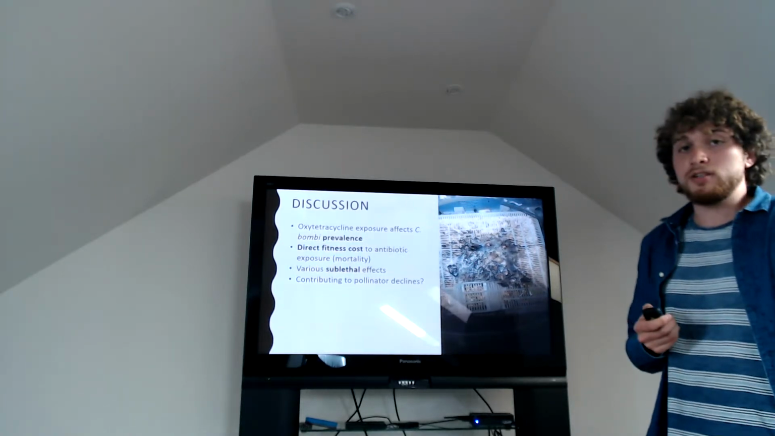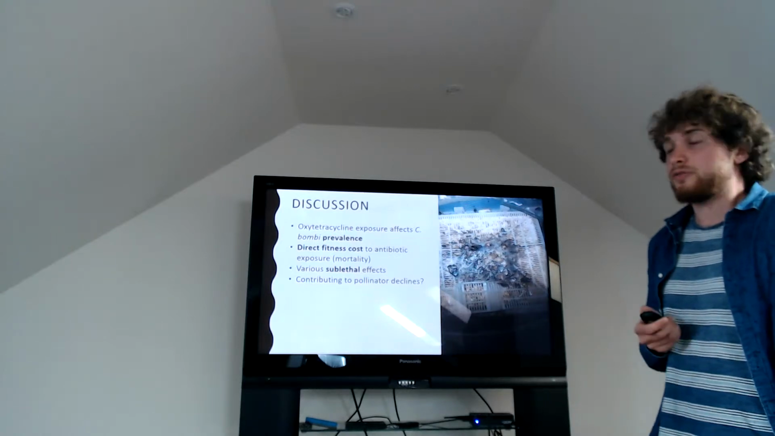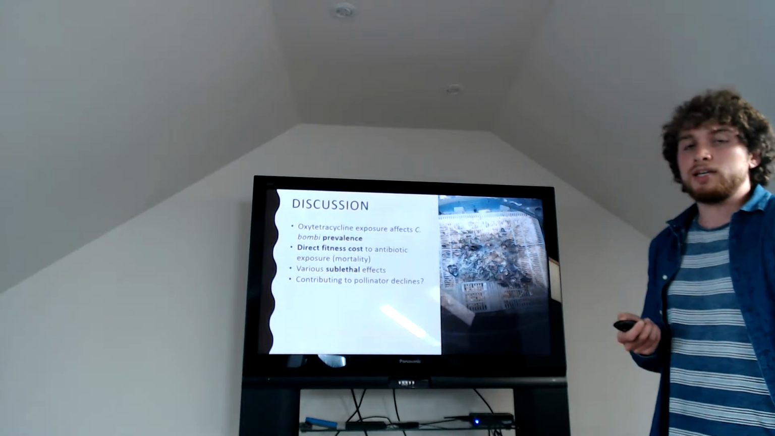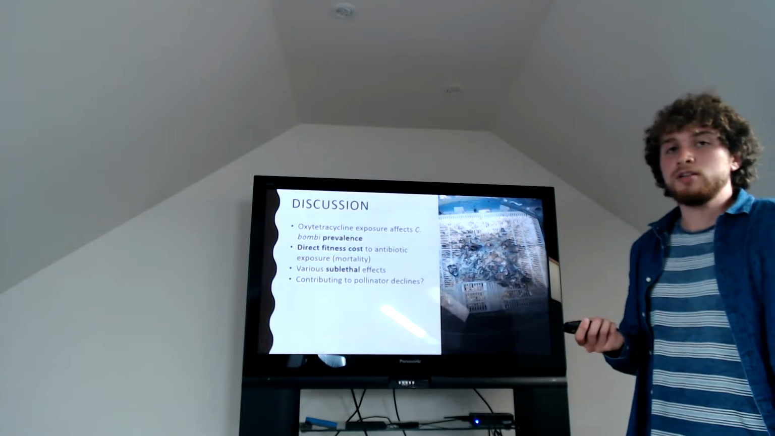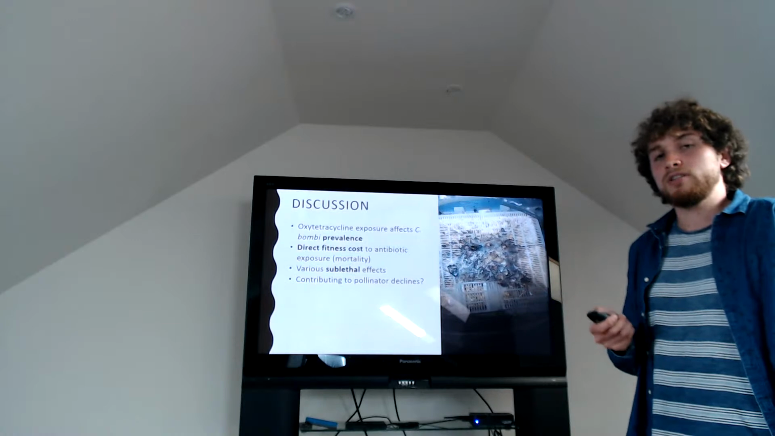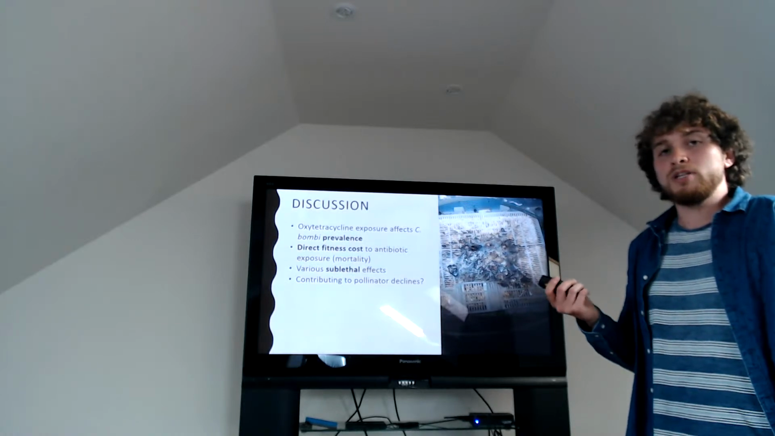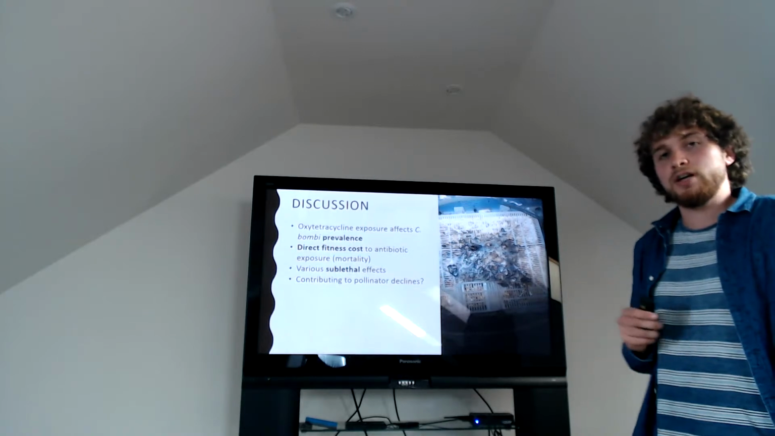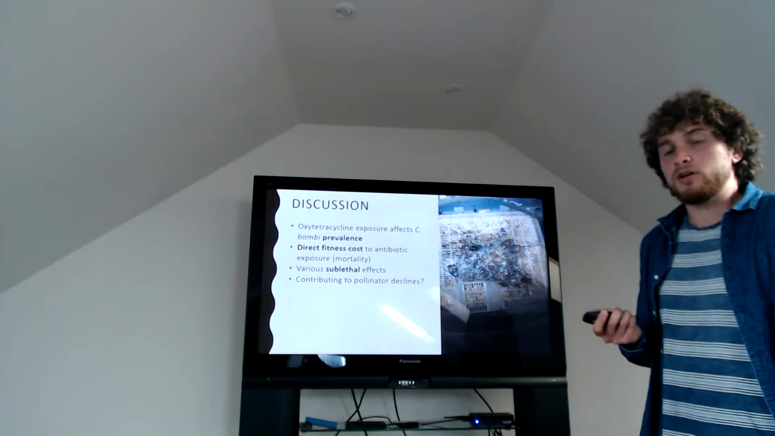We also know from other studies that antibiotics have sublethal effects, which means that they don't quite kill them, but will weaken them. And taking into account what we also know with pesticides and habitat loss, then that goes some way to explaining why bees might be declining, because all of these small things that alone might not have a large effect on bee health, when put together, are enough to tip them over the edge.